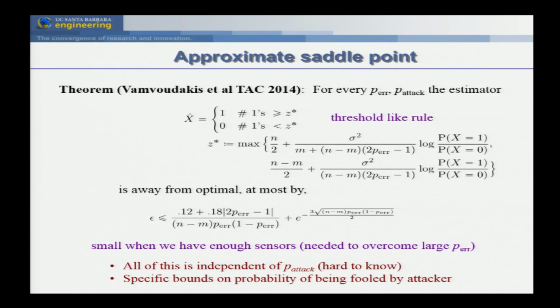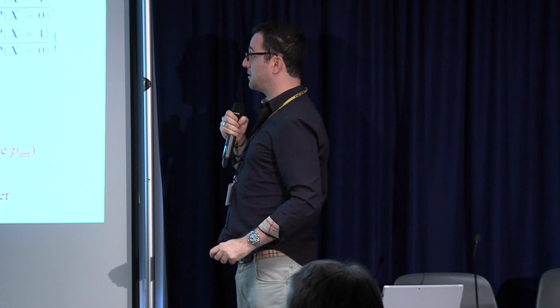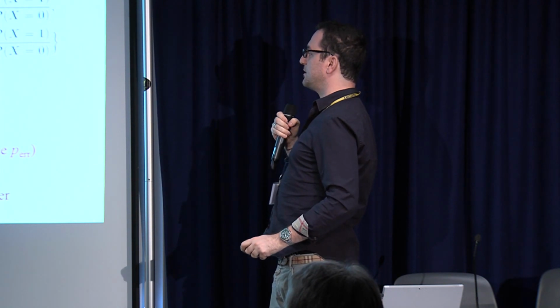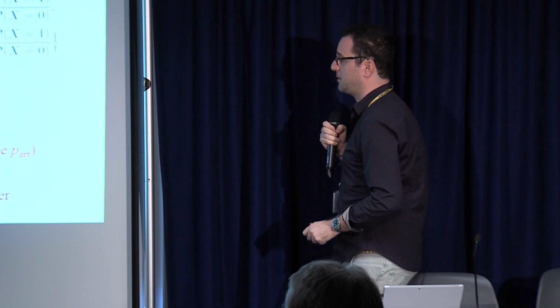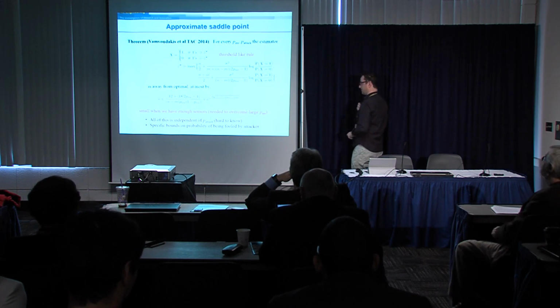Now we have another theorem that says that for every probability of attack, again, we can find a closed form solution that's again a threshold-like rule, which again is a voting protocol. But now our Z star is given by this expression over here. And before, we were exactly at the saddle point of the zero-sum game solution, now we will be epsilon far from the saddle point. And this epsilon is given by this expression over here. And again, you can see that nothing depends on probability of attack. And these are specific bounds of being fooled by the attacker, okay?